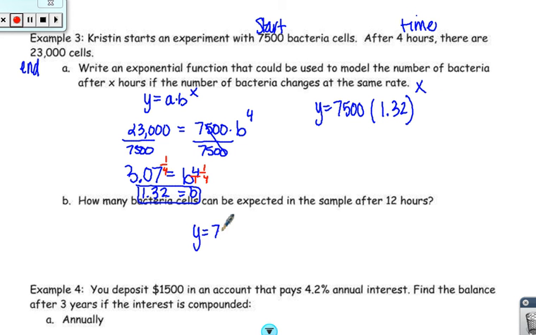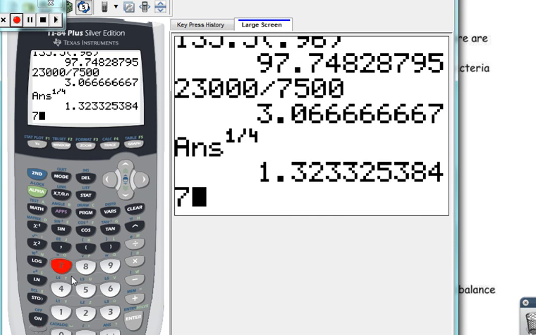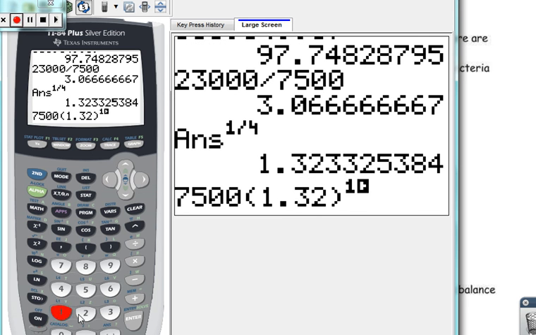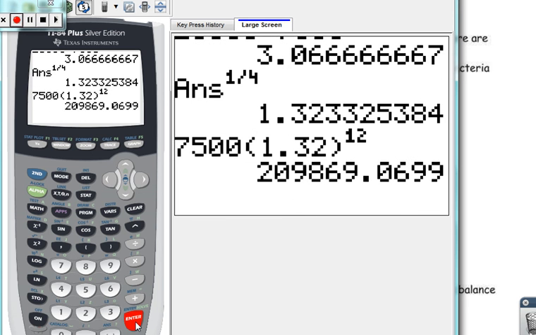Then I could say I started with 7,500. I know my rate, my base, is 1.32, and I want to know how many are in there after 12 hours. So 7,500 times 1.32 to the 12 is 209,869.07 cells.